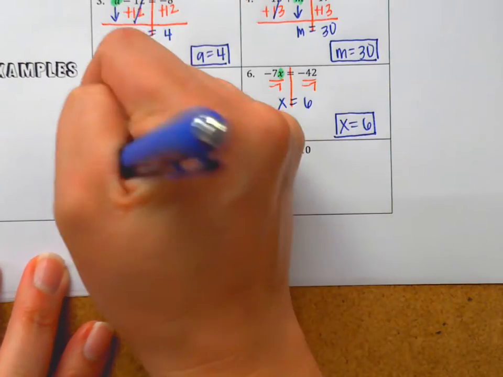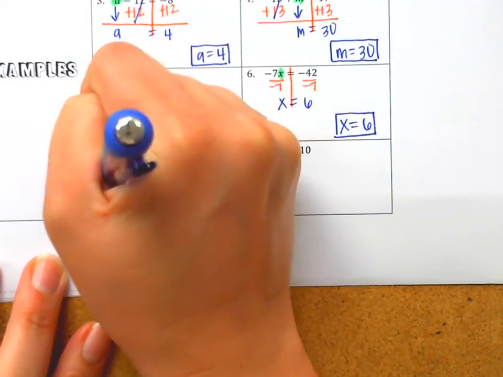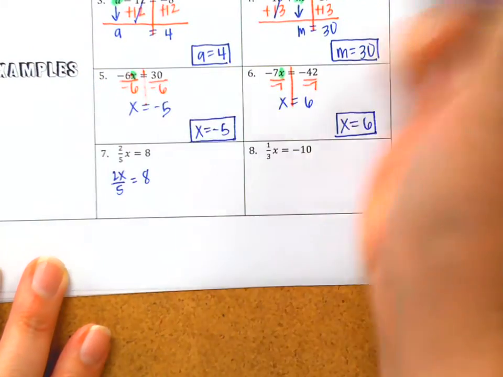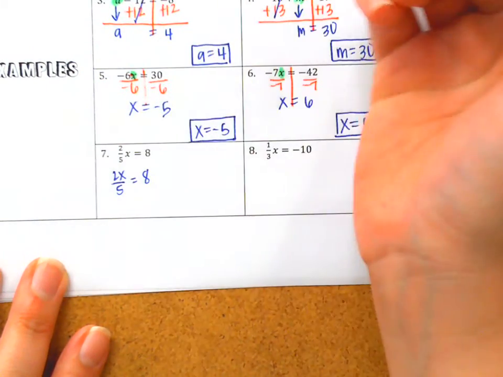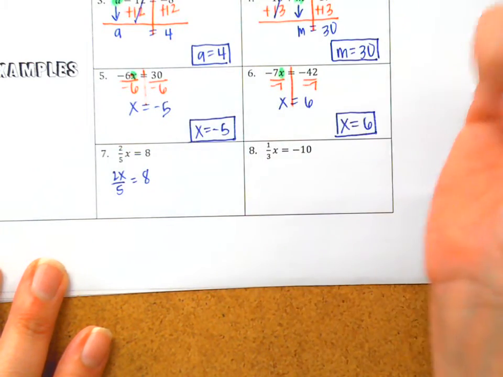So I actually rewrite this. This is the same as 2x over 5 equals 8, because the x is really like x over 1. So the 2 and the x are on top, and the 5 is by itself on the bottom.